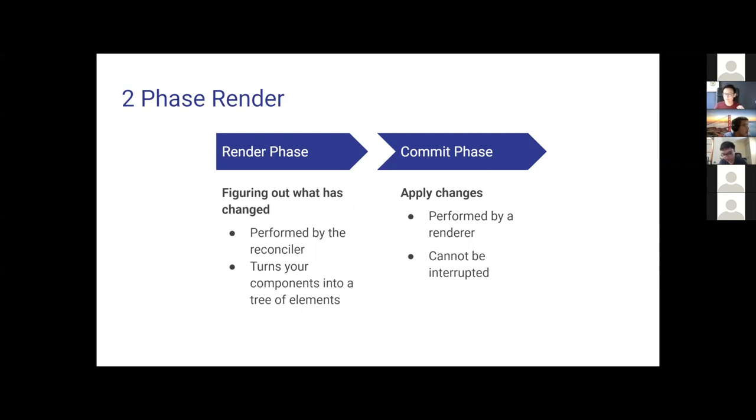Sometimes, especially when you are rendering a lot of elements, or you are doing some work, some filtering or something like that in your render, it becomes very expensive. So then your render can take a really long time, and then the commit can also take a really long time.